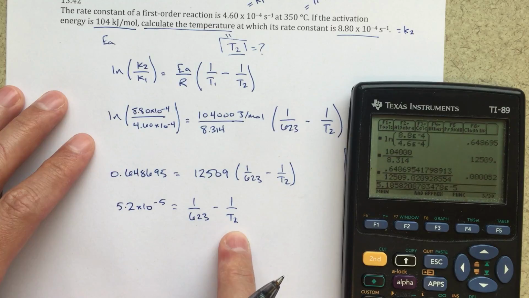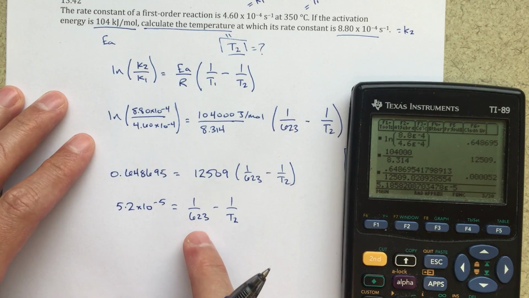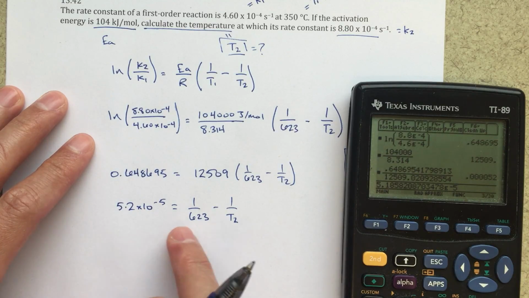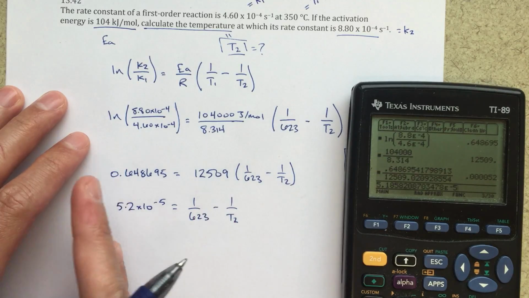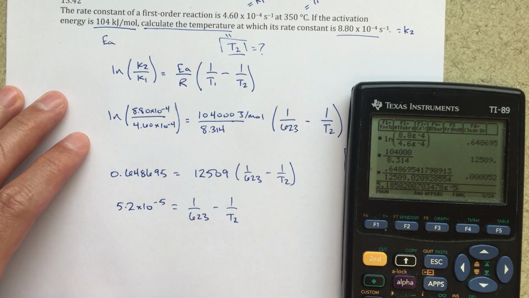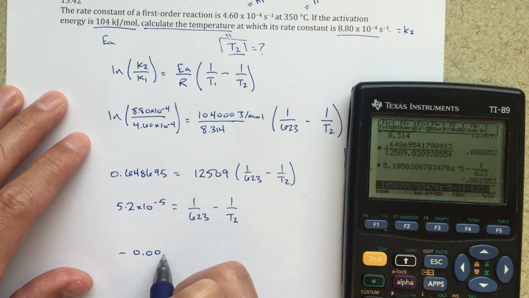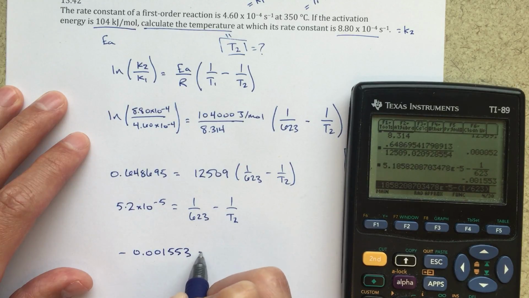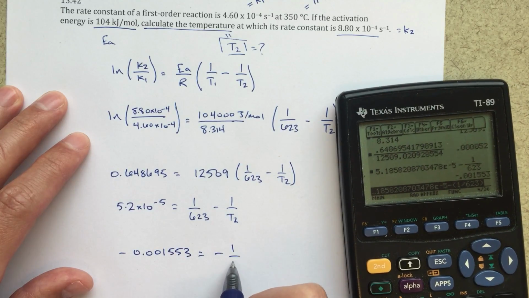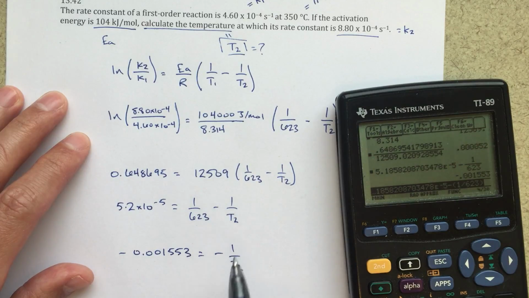Now I would probably get all the numbers on one side and leave the variable on the other side. So I think what I'll do is subtract 1 over 623 from both sides. So take this number minus 1 divided by 623. I get a value of minus 0.001553 equals minus 1 over T2. So just leaving this over here.